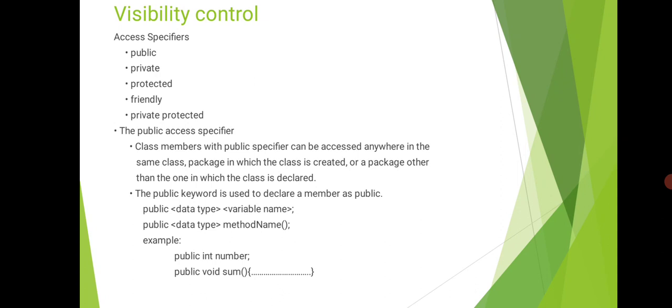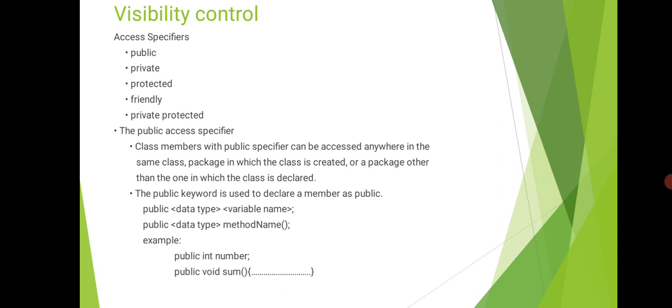That is, for the public access specifier, that particular method and data or variable are called members. Both data variables and methods, these members can be accessed anywhere in the class, anywhere in the package, in the same package or in other packages. It can be accessible anywhere.